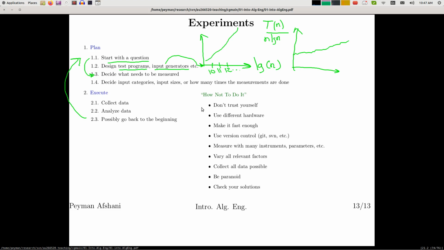So that's basically, in abstract terms, how we can run experiments. You start with a plan, you design your test, you analyze your test, and if there are still questions coming up from this analysis part, you can go back to the beginning.